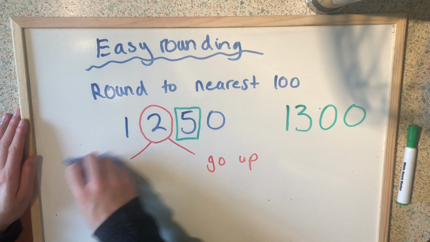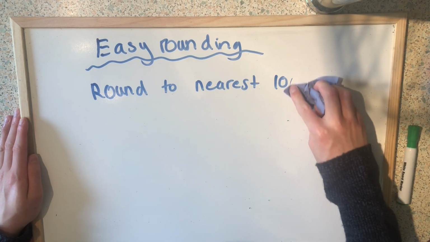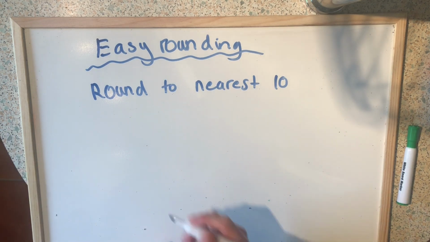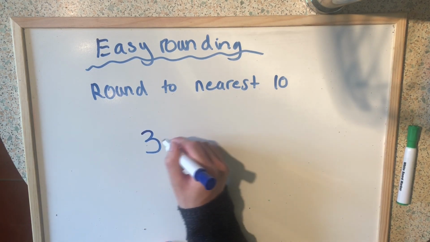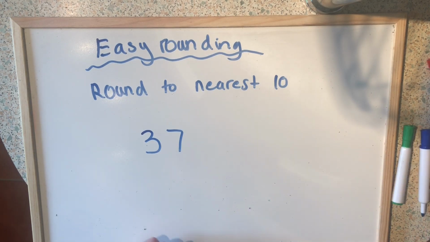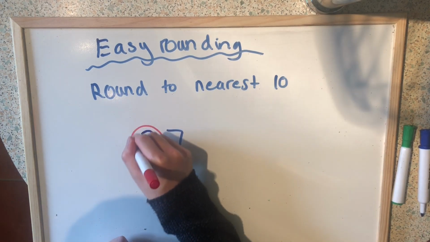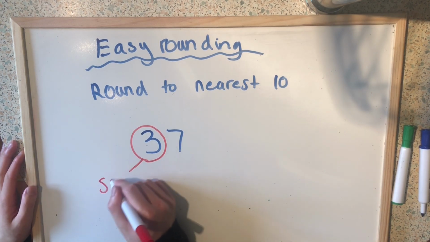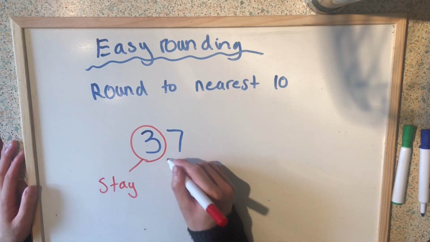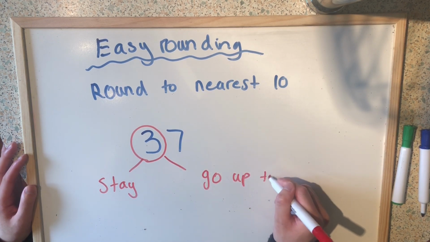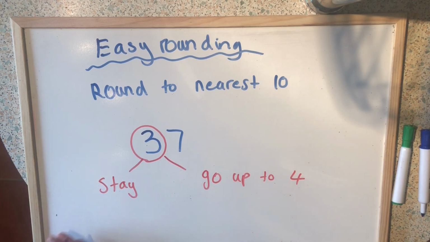Let's do another example. Let's change it to 10. So rounding to the nearest 10 now. Let's have 37. So nearest 10. This 3 is our most important number, and this 3 will stay as 3, or it will go up to 4. And now we'll look at the number next to our 3.